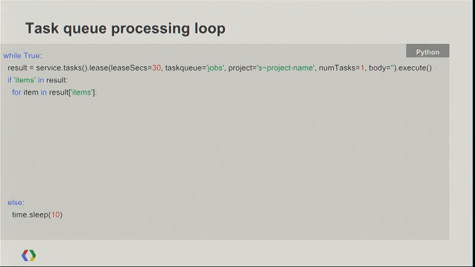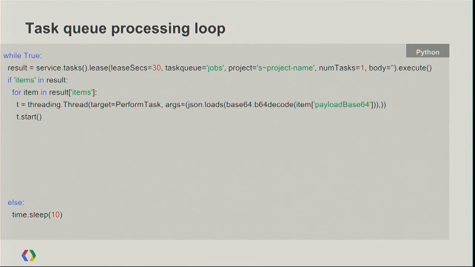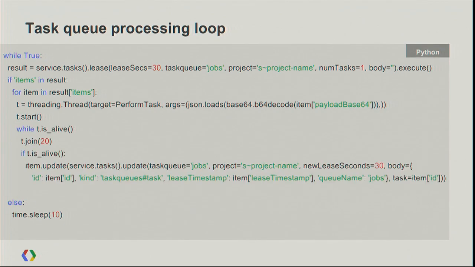So the first part here, we have our loop. We're requesting a lease on the objects on the task queue. Once we find an object that's come through, we then decode the payload that has come with that, and we spawn a thread to do the actual workload. We then have a loop that attempts to join that thread and times out after a certain period of time. If it times out and the thread is still alive, we then extend our lease on that task queue so that no one else gets that job until we're finished. Once we're complete, we delete the item from the task queue, and we're done.